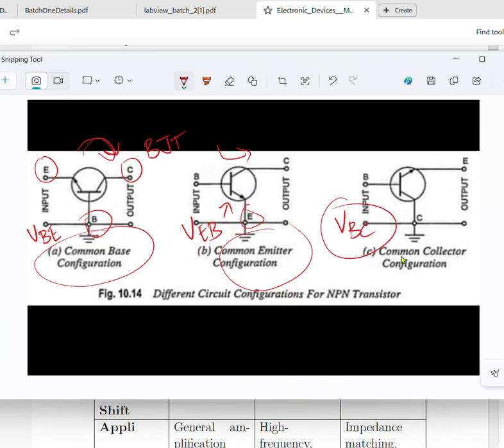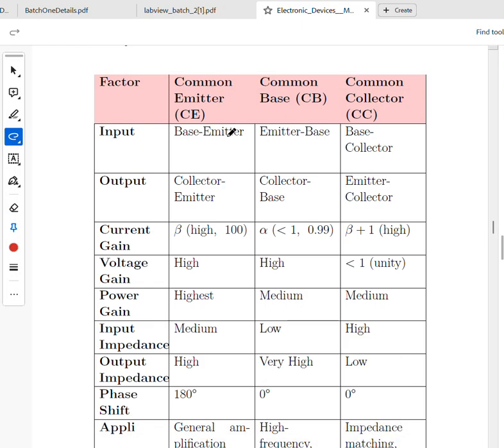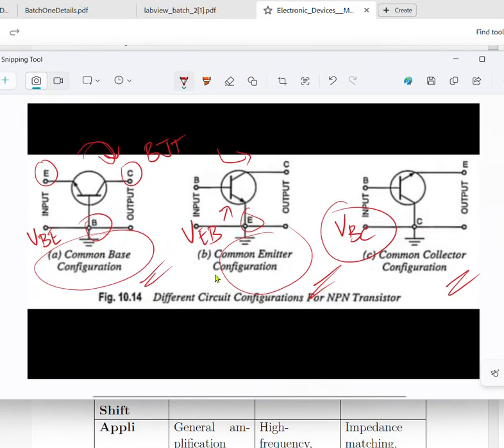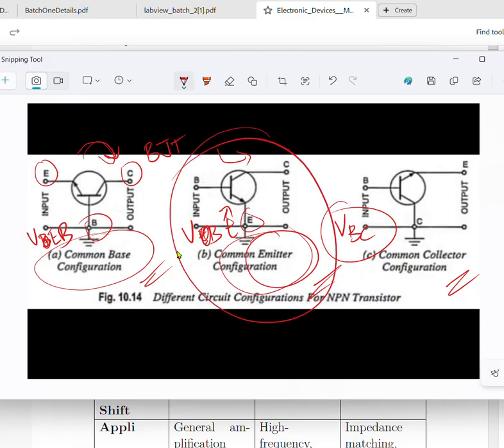There's a very interesting discussion about what happens if you add VBC. I will bring that up in a second, but these are three separate configurations: common base, common emitter, common collector. What we have been discussing is common emitter. Actually, this is VBE, and this is VEB. It's the same thing, but the opposite. We've been focusing on this so far.